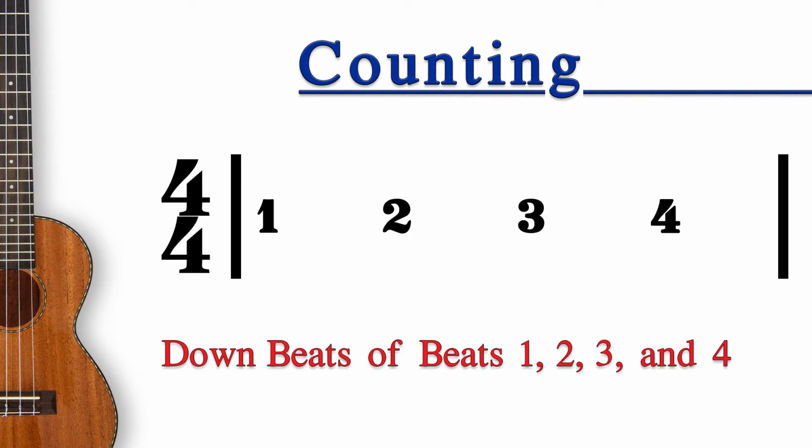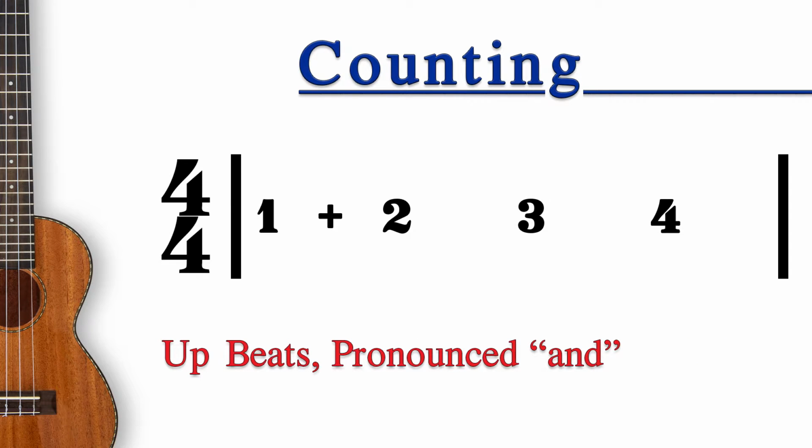After beat 4, you move to the next measure and start on 1 again, and the cycle repeats for every measure. So downbeats are the numbers 1, 2, 3, and 4. Upbeats occur exactly halfway between each downbeat. They are symbolized by a plus sign and are pronounced "and." So to count a full measure using downbeats and upbeats, you would say 1 and 2 and 3 and 4 and.